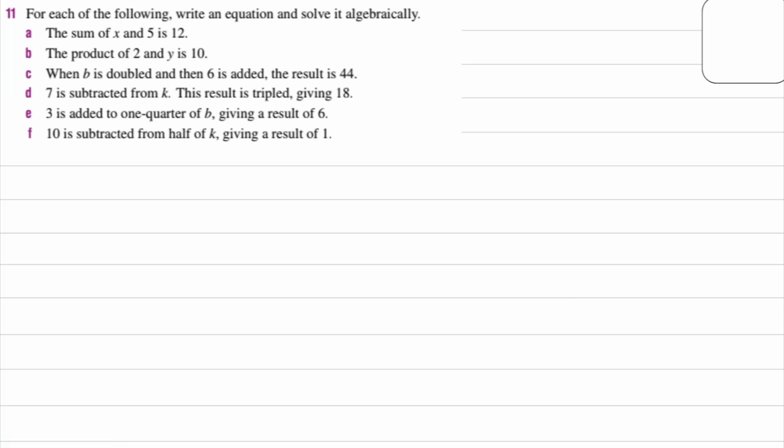Now this video is about word problems. This is not an easy question. You need to read the word problem from the question, convert that to algebra, and then solve that equation. For example, you got: the sum of x and 5 is 12. The sum of x and 5 means x plus 5 equals 12, and then solve it algebraically.